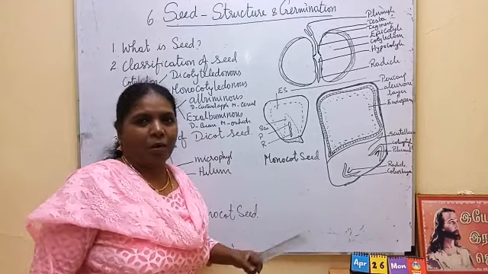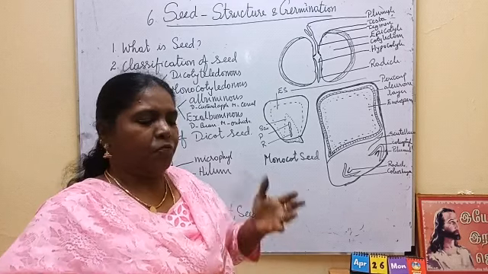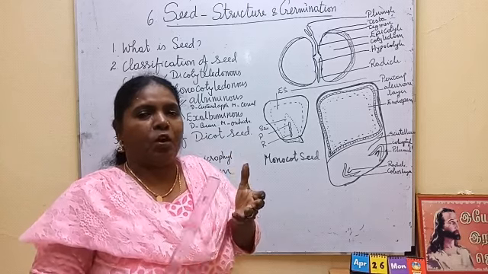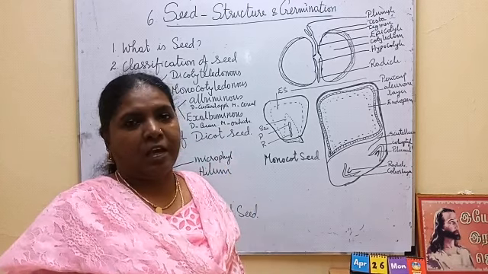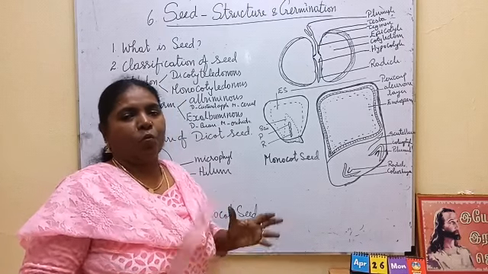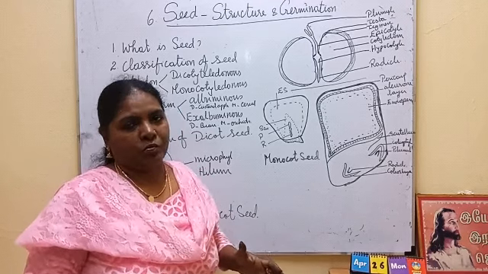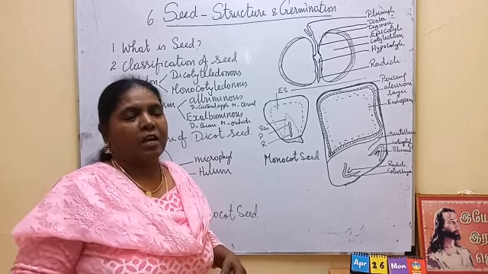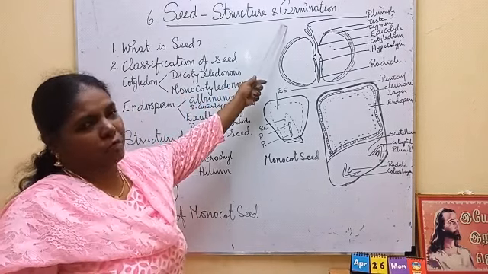We have been discussing sexual reproduction in plants. We have seen flower, then how the plant develops into fruit, pollination, fertilization, post-fertilization changes. In the post-fertilization changes, the ovary develops into fruit, ovule develops into seed, and integument develops into seed coat. All these we have seen in the previous lesson. Today we are going to see the structure of seed and germination of seed.